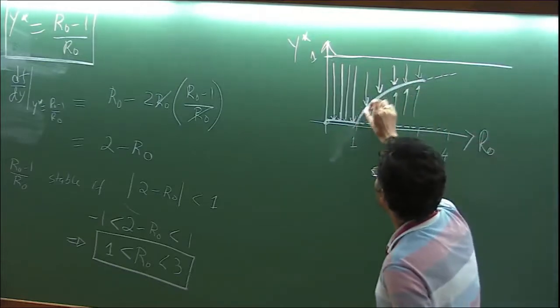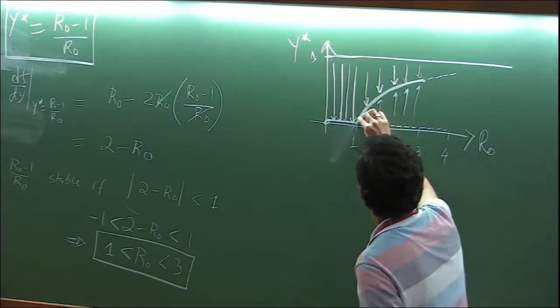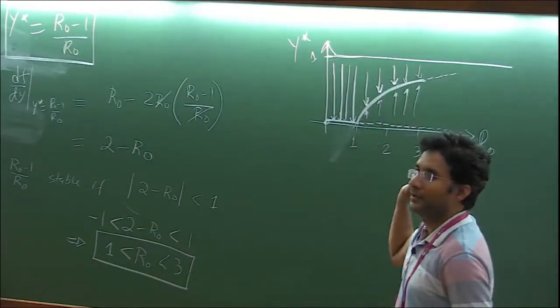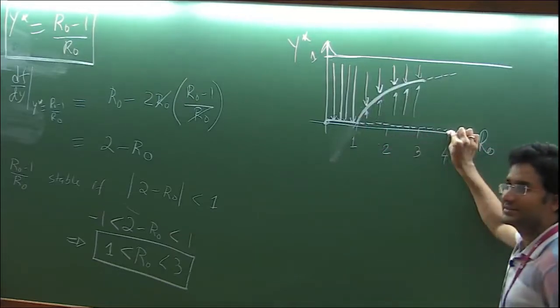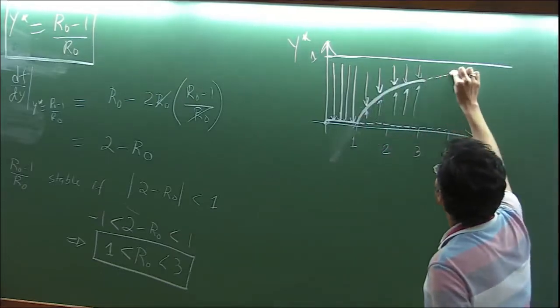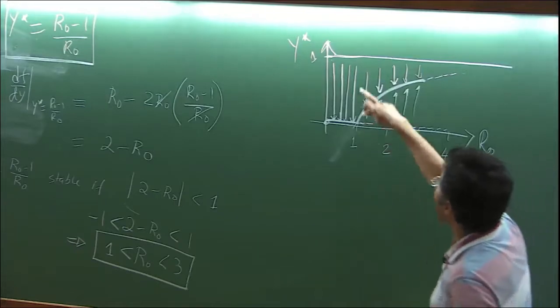And it's a stable equilibrium for these values. Therefore, I'm drawing that with a thick line. Beyond 3, what happens? This is 0 anyway. This 0 is unstable. This also becomes unstable, so I'm representing it with a dotted line. Is it clear? And then what are these arrows?